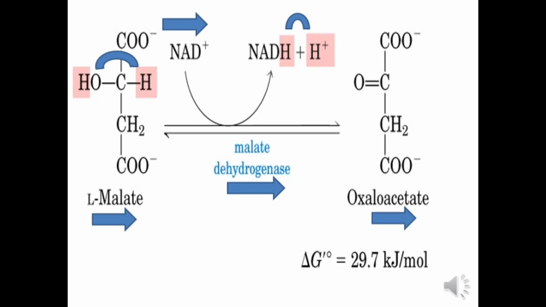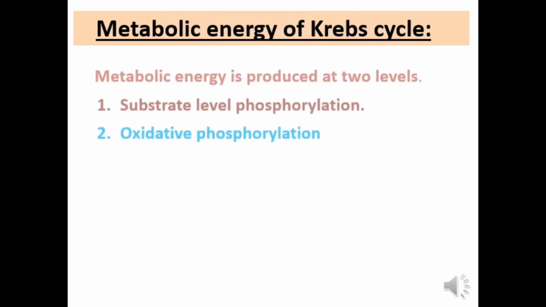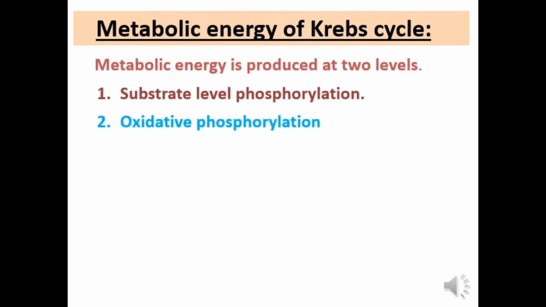Metabolic energy of Krebs cycle. The metabolic energy is produced at 2 levels: substrate level phosphorylation and oxidative phosphorylation. We mean by substrate level phosphorylation the production of ATP directly through the reaction, and the oxidative phosphorylation production of ATP through the respiratory chain.